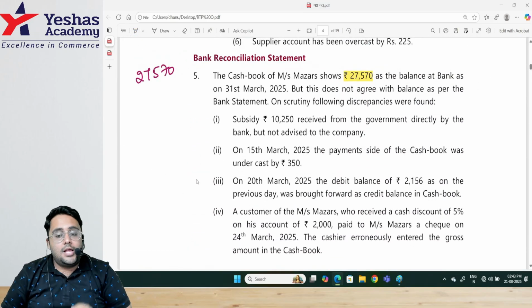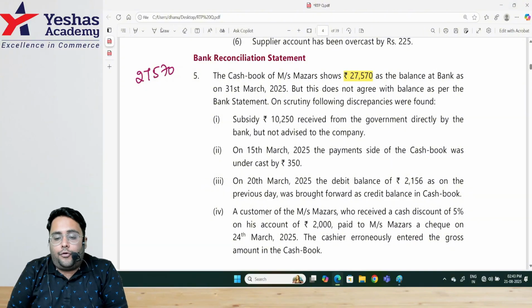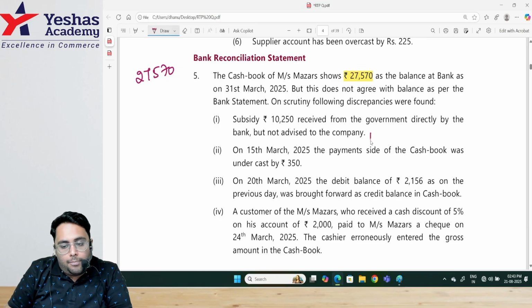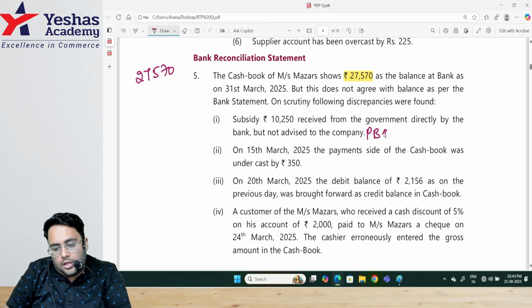Subsidy of 10,250 received from the government directly by the bank, not advised to the company. What happens? Your passbook goes up. If your passbook is higher, what are you going to do? You are going to add. So I will say add 10,250.